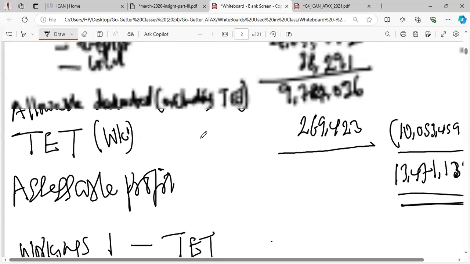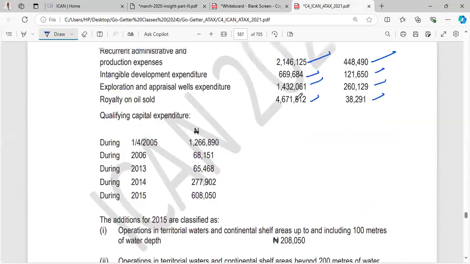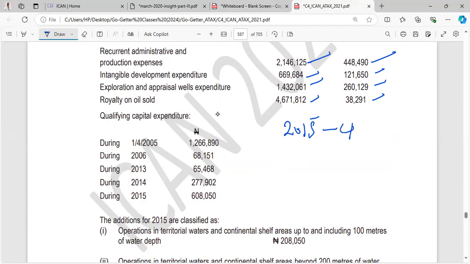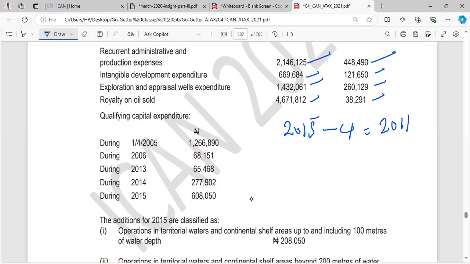Okay, so we look at your assets. The year we are looking at is 2015, right? And I will just say minus 4. What I mean is 2015 minus 4 is 2011. So 2011, 2012, 2013, 2014, 2015. Any asset bought in 2011, you will charge 19%. But anyone up to 2015, you'll be charging 20%.